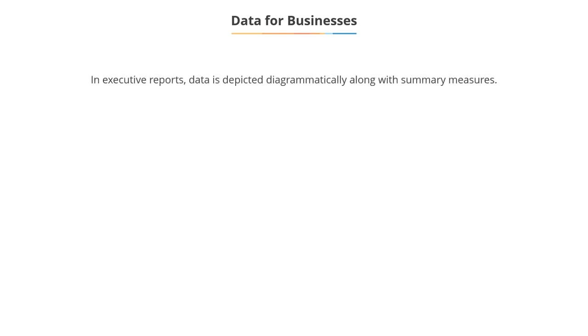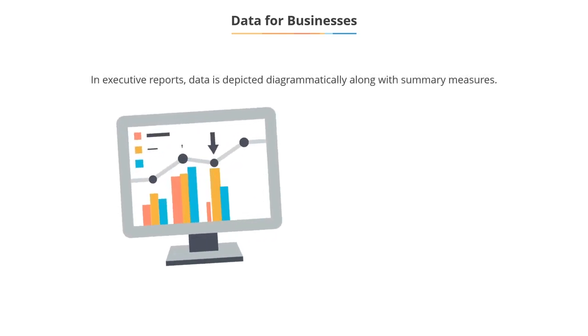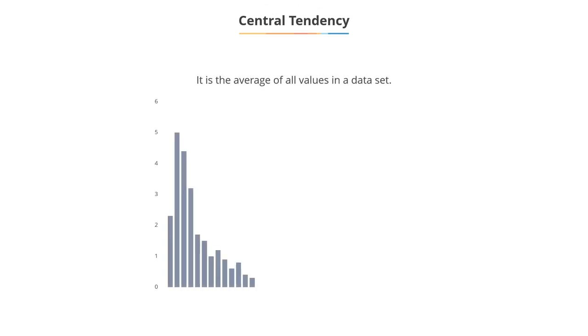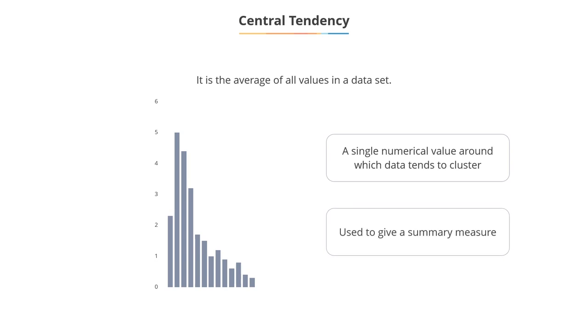You would have noticed that data is depicted in many executive reports diagrammatically along with summary measures. One of the summary measures is a measure of central tendency. So, what is a measure of central tendency? A measure of central tendency is an average of all values in a dataset. It is a single numerical value around which the data tends to cluster. It's used to give a summary measure.